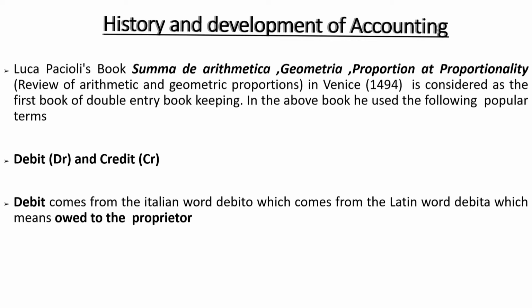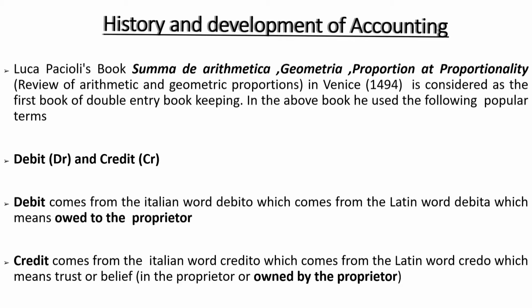The second term is credit, which comes from the Italian word credito, which comes from the Latin word credo, which means trust or belief in the proprietor, or owned by the proprietor. So, the word debit means owed to the proprietor, and the word credit means owned by the proprietor. These terms we will discuss in detail later. The two important terms to be learned in accounting are debit, short form DR, and credit, short form CR.